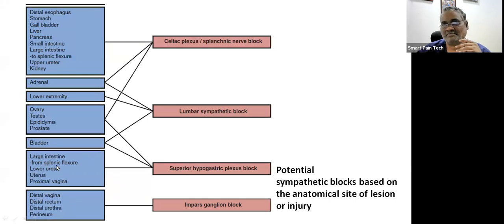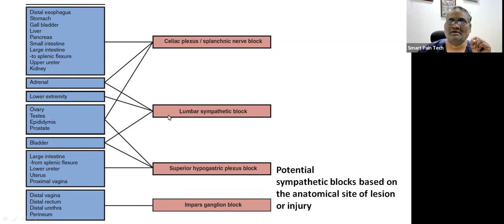You see the large intestine from the splenic flexure. Upper ureter and kidneys. Even if there are adrenals, you can still perform a celiac plexus or a splanchnic nerve block. We will come to when to do celiac plexus and when to do splanchnic nerves. It is again to your comfort, and there are certain particular conditions and certain indications.